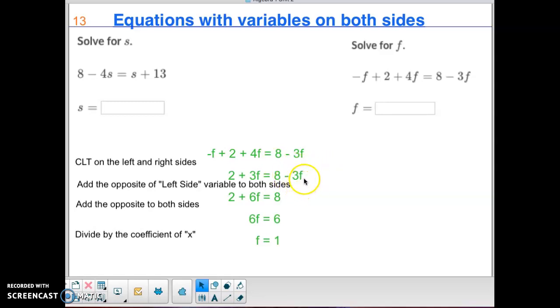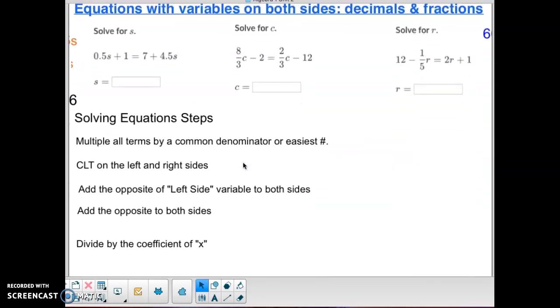The opposite of this one is positive 3f. We get to here, and then you know how to solve from there. So that takes care of equations with variables on both sides. All right, let's see how quickly I can get through the next one.